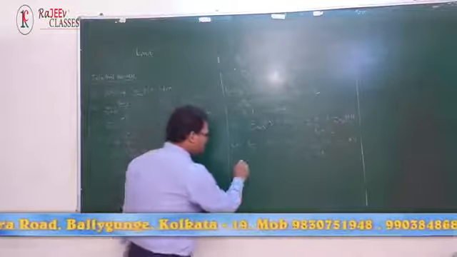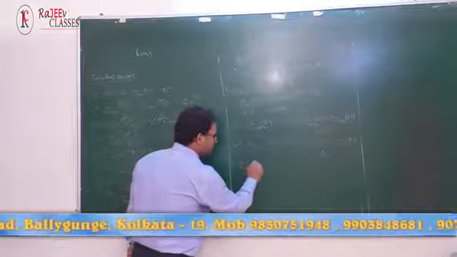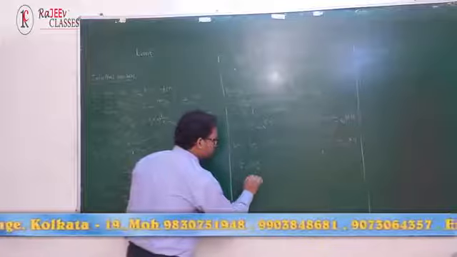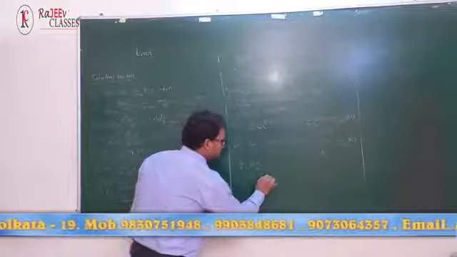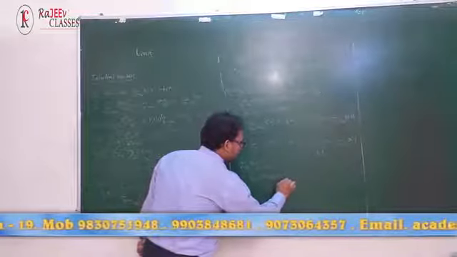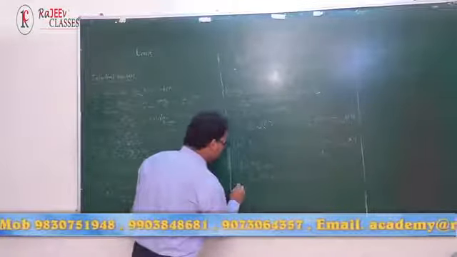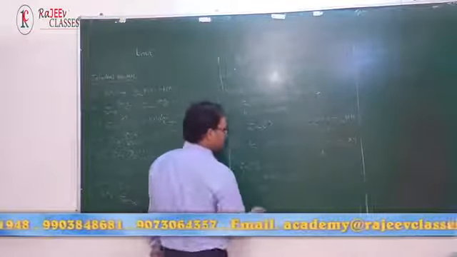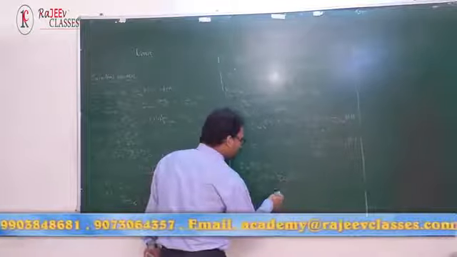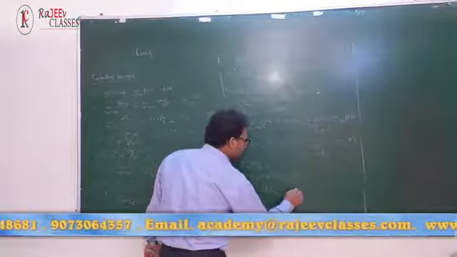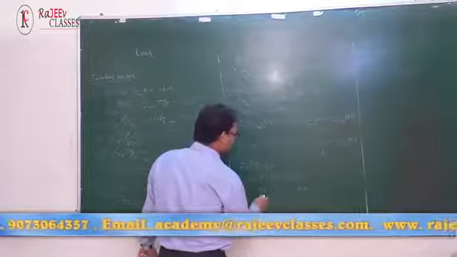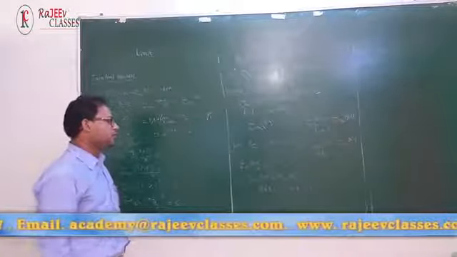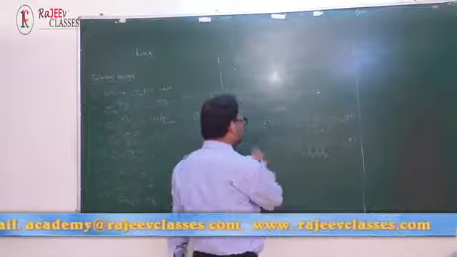Now we know that limit x tends to 0 of sin x by x is equal to 1. Can we write it in this way? Limit x tends to 0 of sin x into limit x tends to 0 of 1 by x is equal to 1. That means limit of sin x at 0 is 0 and limit of 1 by x is infinity or not a defined quantity, and this is equal to 1. Is it possible that 1 is equal to 0 into something meaningless? So we arrive at a contradiction due to the wrong use of this theorem.